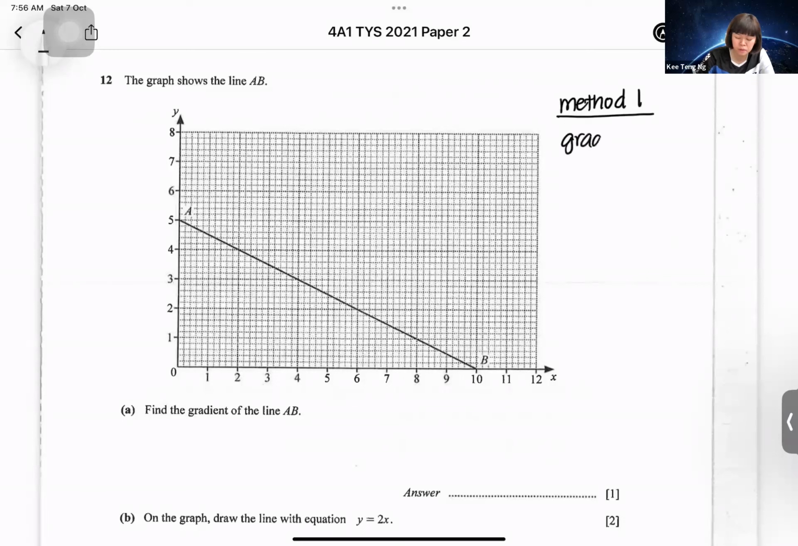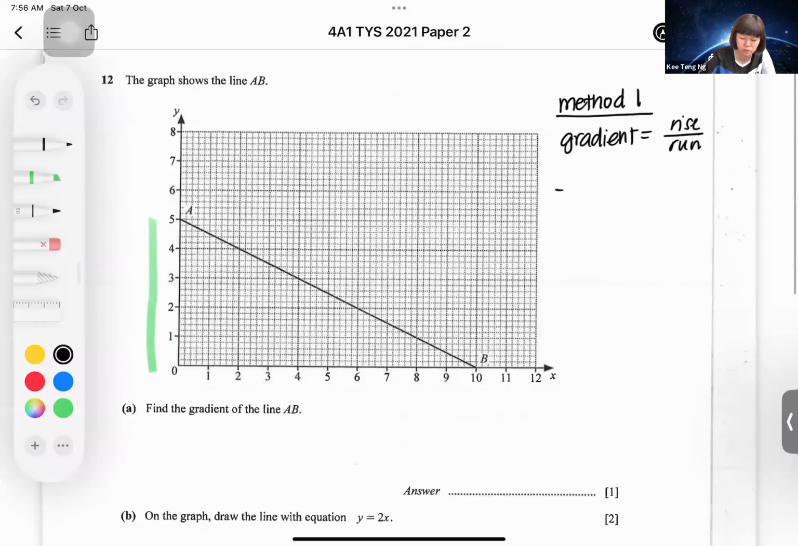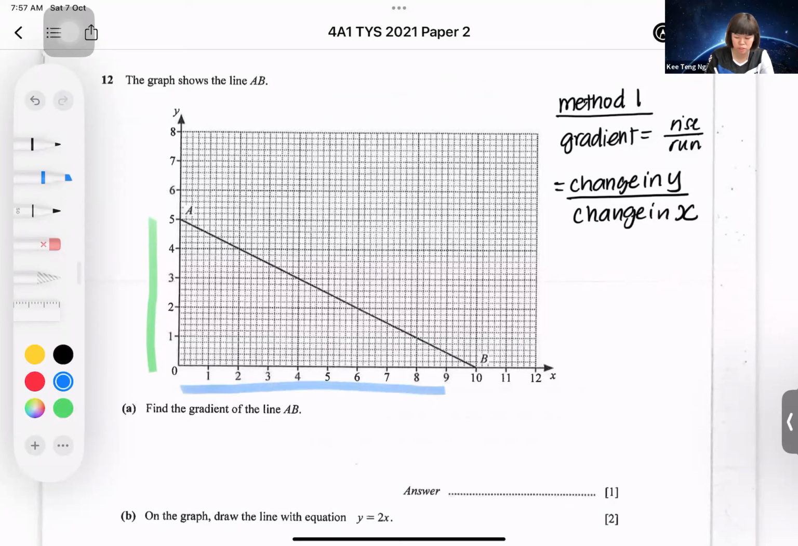Gradient equals rise over run, or rather the vertical, which is the change in the vertical y value, change in the y value over change in the x value. Vertical, the rise, so the change in y over change in x, the run, which is the horizontal value, change in y over change in x.